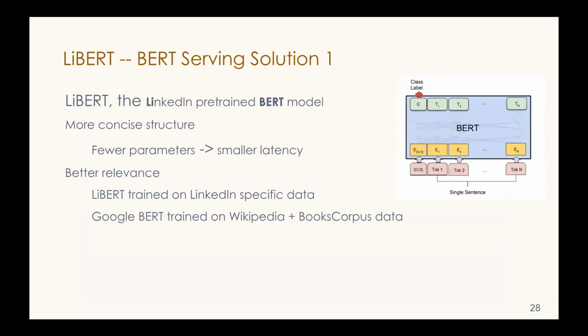And to tackle the other challenge that we mentioned related to BERT serving, we have two major solutions. The first one is related to the BERT model structure. We introduced LiBERT, which is the LinkedIn pre-trained BERT model. That's a general BERT model that uses the same BERT model structure, but with a more concise design. And it's also trained on LinkedIn text data, because we expect that in-domain pre-trained BERT models are going to give us better relevance.